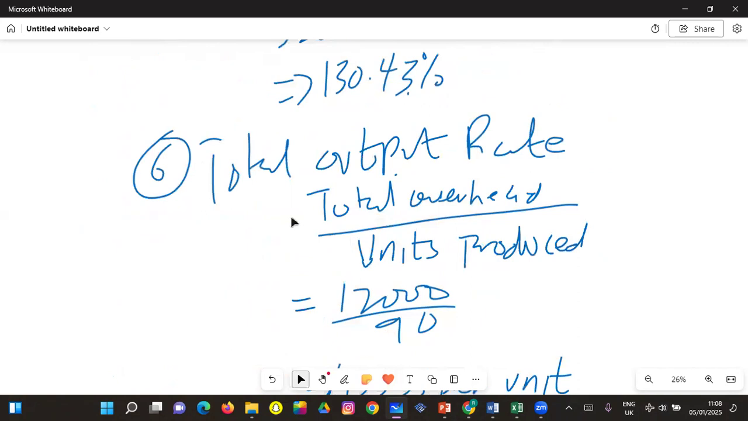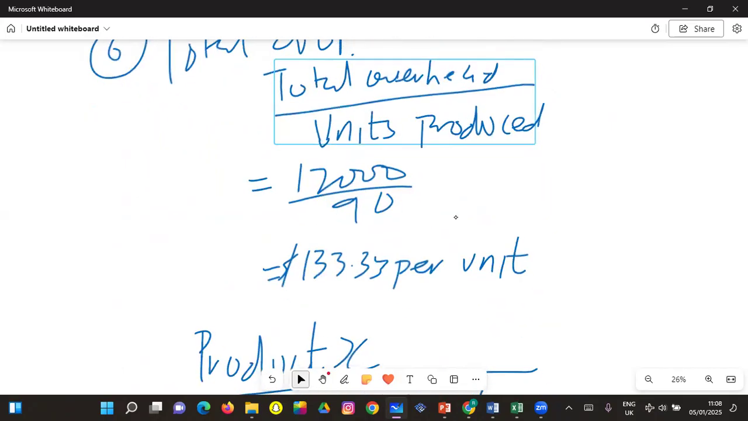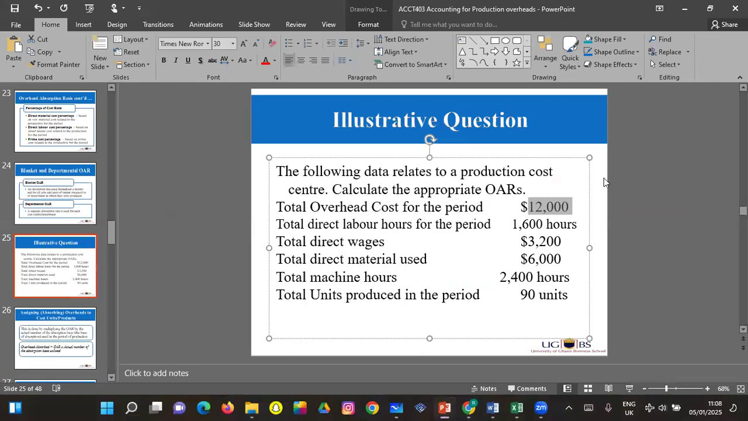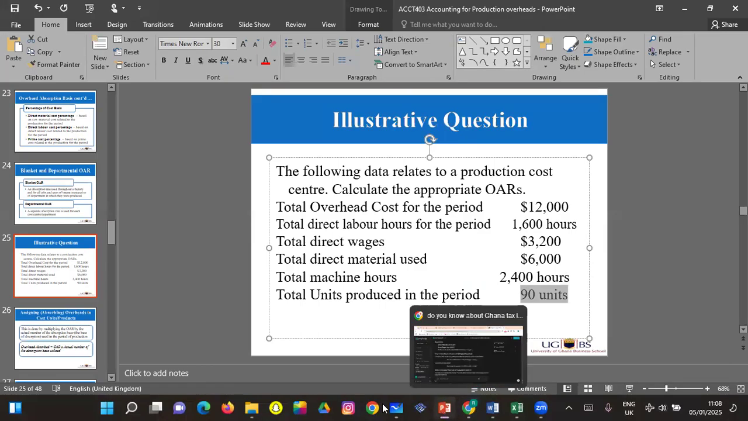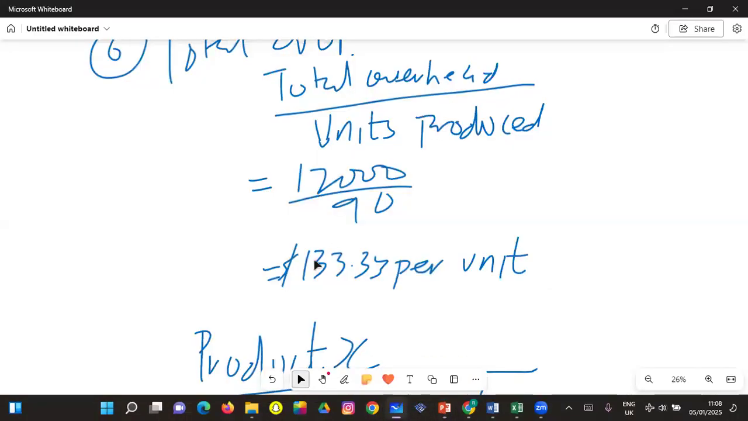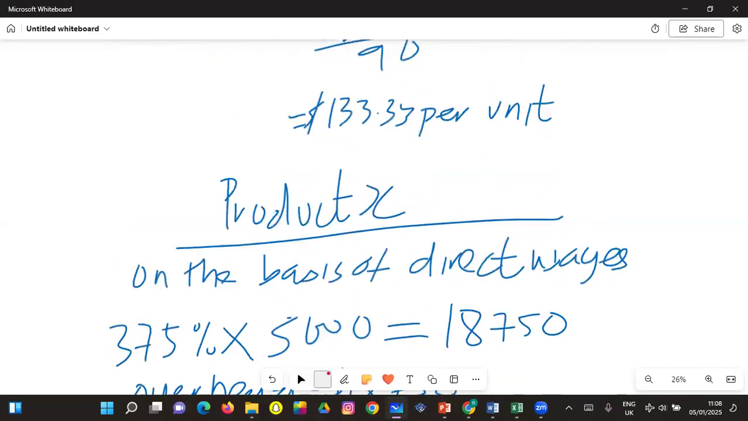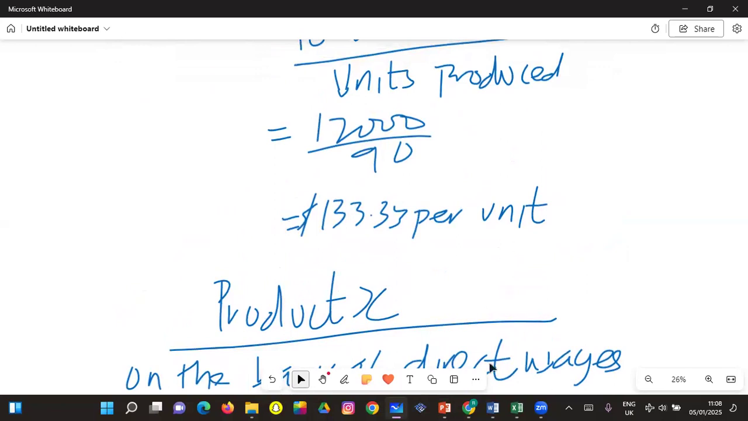Then now we do our total output rate. Our total output rate is the total overhead over units produced. In the question, 90 units were produced. So total overhead, which is 12,000, over the units produced, we are going to get 133.33 per unit, right? So that is basically it up to this point. Now let's move on.